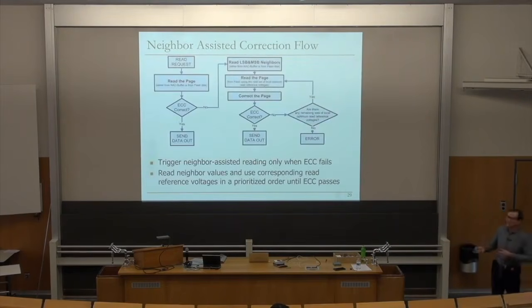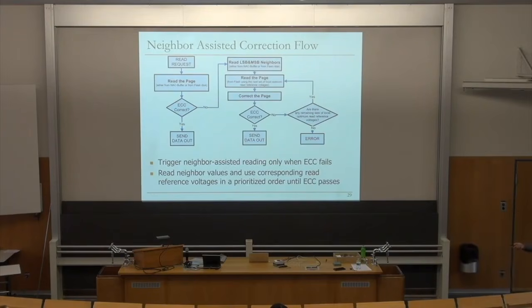So basically, it's an iterative mechanism. You read the page first. If ECC is correct, that's good. If ECC is not correct, then you start the neighbor-assisted correction process, which is over here. You read the LSB and MSB neighbors, and then you reread the page again with the read reference voltages, assuming a particular neighbor value. You correct the page. If ECC is correct, then that's great. You send the data out. If ECC is not correct, then you try this neighbor-assisted correction again with a different neighbor value. And if no neighbor values are left to try, and your ECC is not able to correct anymore, then you give an error. That's the idea over here.